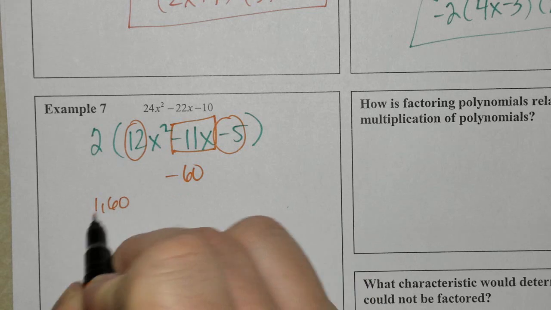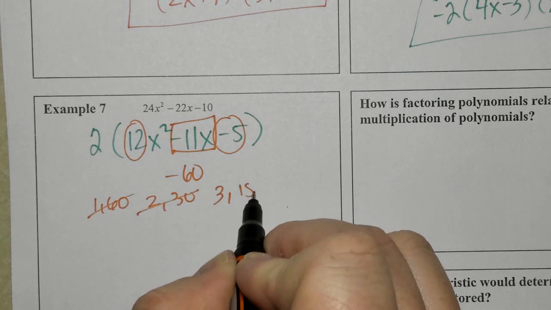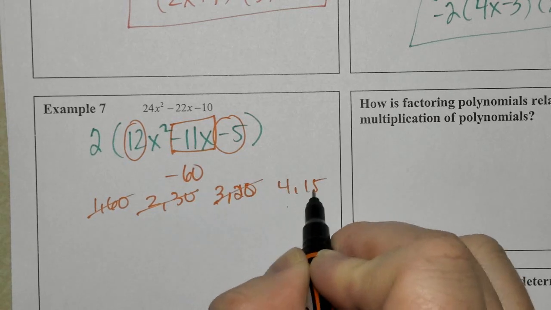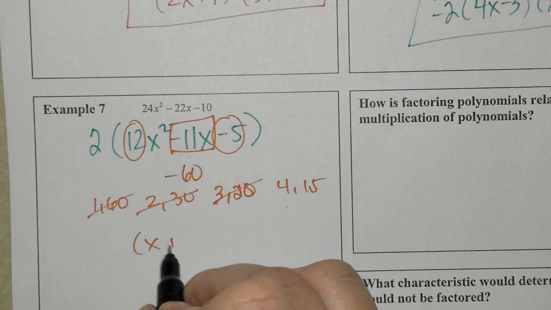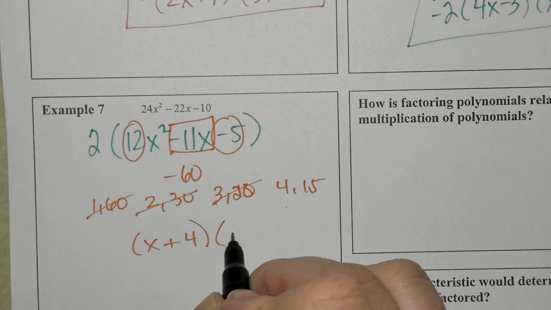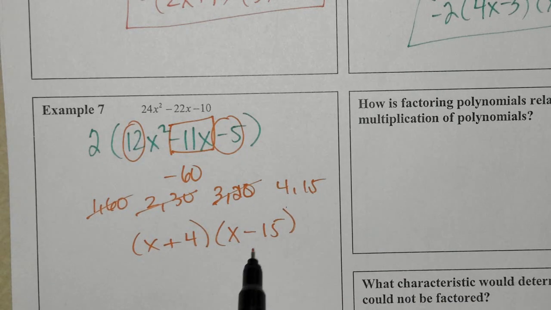1 and 60, no. 2 and 30, no. 3 and 20, no, we're getting closer. 4 and 15 would combine to give you a negative 11 if the x had a positive 4, and then the next one would be an x minus 15. Because 4 and negative 15 combines for negative 11 and multiplies for negative 60.